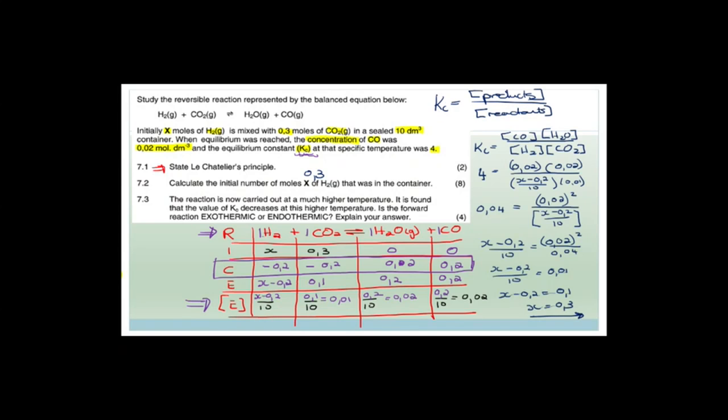So do you agree that if Kc decreases, it means that you got more of the denominator, which means we're going to have more of the reactants? So if Kc decreases, it means we favored the reverse reaction. And what did we do? We increased the temperature, so increasing the temperature favors the reverse reaction. So the reverse reaction is endothermic, which means the forward reaction must be exothermic. There you go. That's how easy that was.